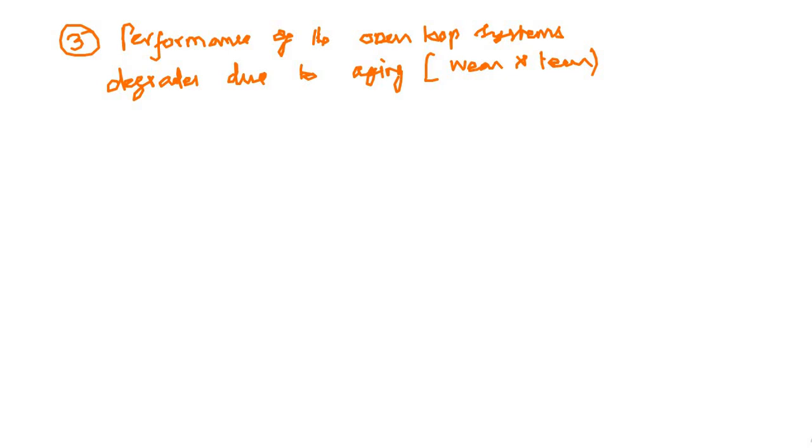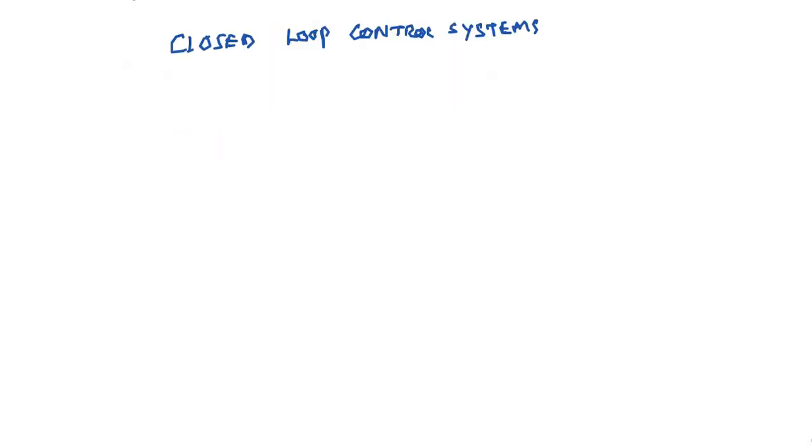For example, you buy a bike, and for the first 6 months you will have a nice feeling with your bike, and then it starts giving troubles. The performance degrades as you use it for a long time. Okay, so this kind of problem will not be there if you have a closed loop system. So I will talk about that now. Next, I will talk about closed loop control systems. So I will talk about the pros first.